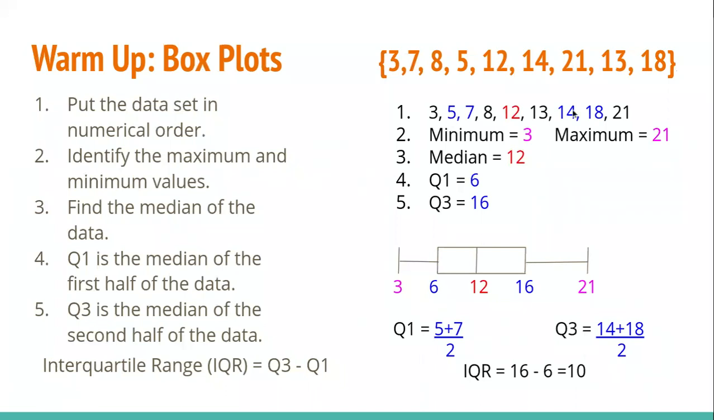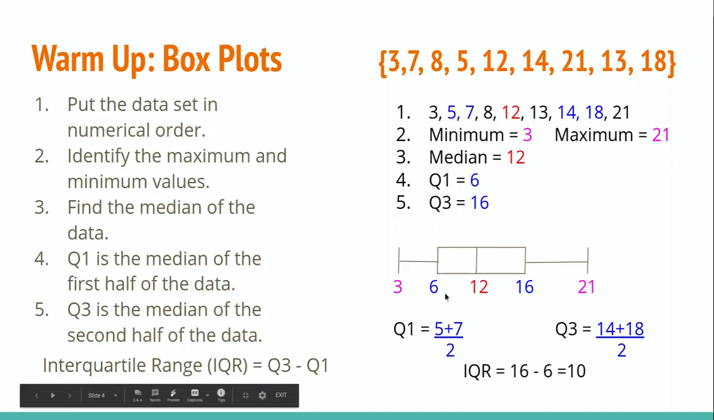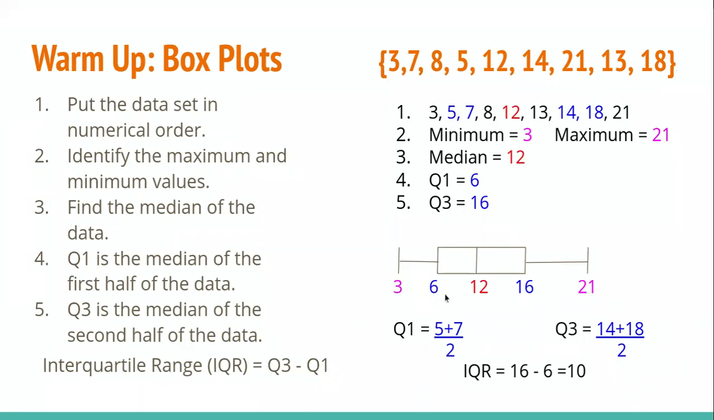And the same in the back half of the data. There are 4 numbers, 14 and 18 sit in the middle. So we add them together and divide by 2. And then those 2 numbers fit into the box plot that way. So this is the minimum. This is the median of the first half of the data. This is the median of all of the data. This is the median of the second half of the data. And this is the maximum of the data.